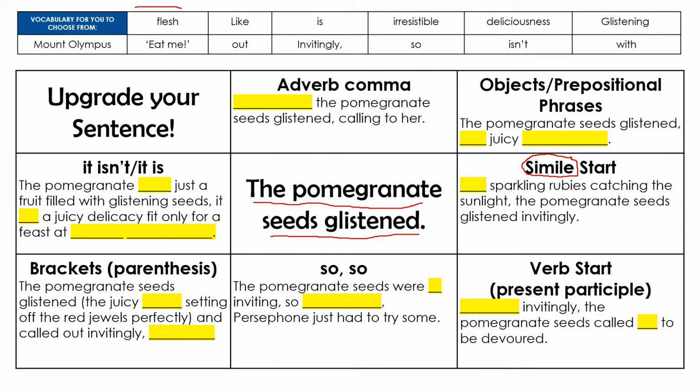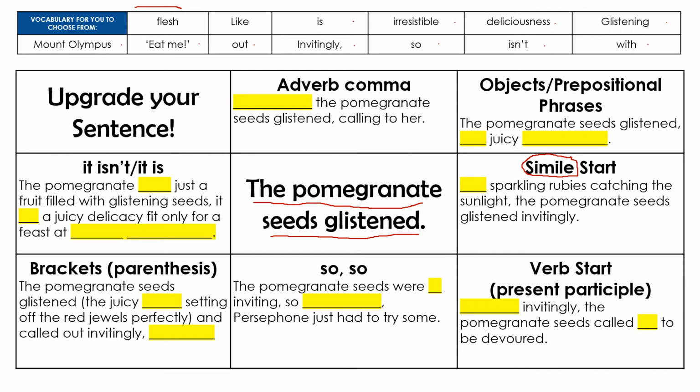Well, I haven't really got any words there that show that I'm comparing two things. I know that I must be comparing two things, so I'm guessing I'm going to be comparing the pomegranate seeds to something in the first part of the sentence, but I need a nice comparative word that's going to help me. So I can go to the top and have a little look. Flesh, like, is, irresistible, deliciousness, glistening, Mount Olympus, eat me, out, invitingly, so, isn't, and with.